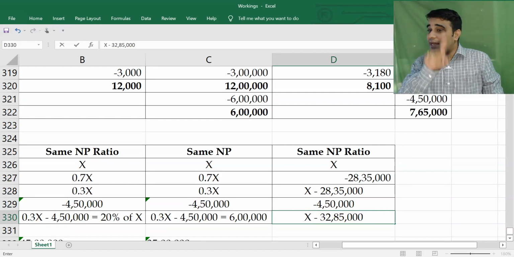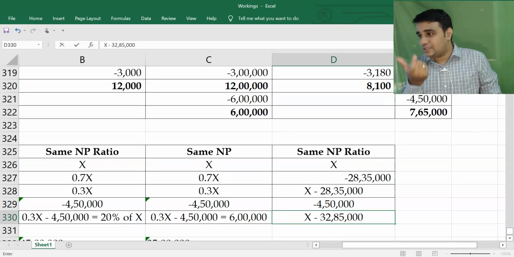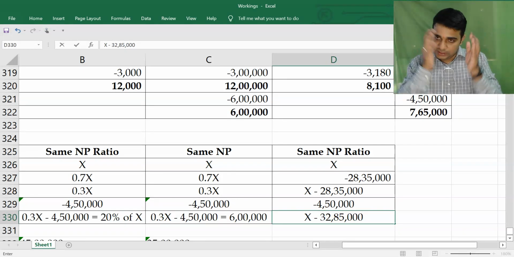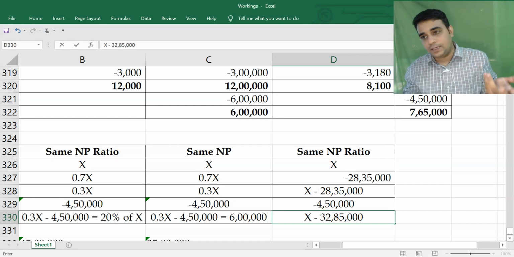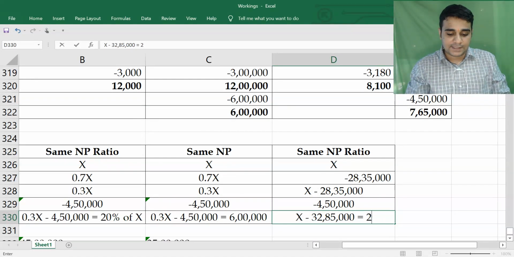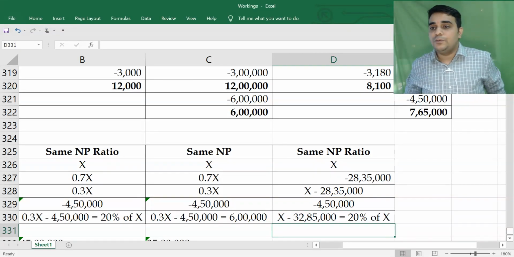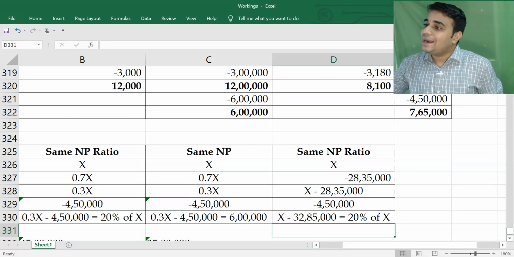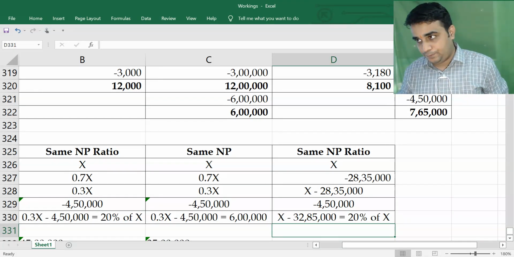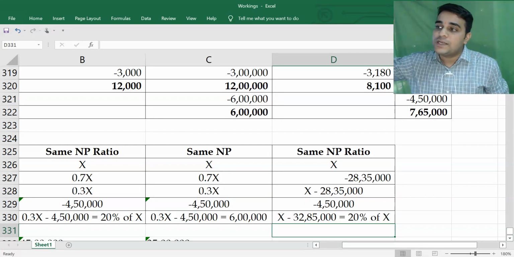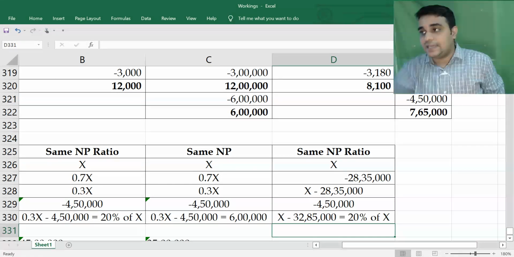Why did I assume sales as X? Because I don't know the selling price. The units will remain the same, but I don't know the selling price. So selling price into the number of units, what it will be, I don't know. X minus 32 lakh 85,000 should be equal to 20% of X. Wait for some time. You will get an answer which will be more than 40 lakh 50. Whatever that extra amount is, that is the percentage increase in selling price.